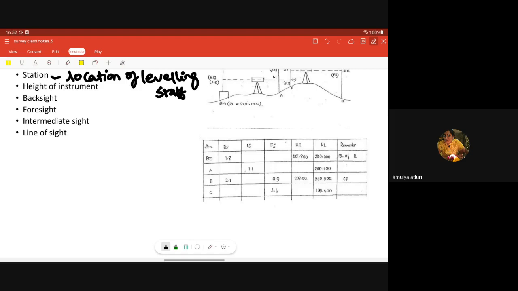What is backsight? It is the sight taken on a point of known elevation. It is also called plus sight, because height of the instrument can be calculated by adding backsight to the known RL. So if I want to calculate the height of instrument, then I will add RL, reduced level, plus backsight. So that's why it is also called plus sight.